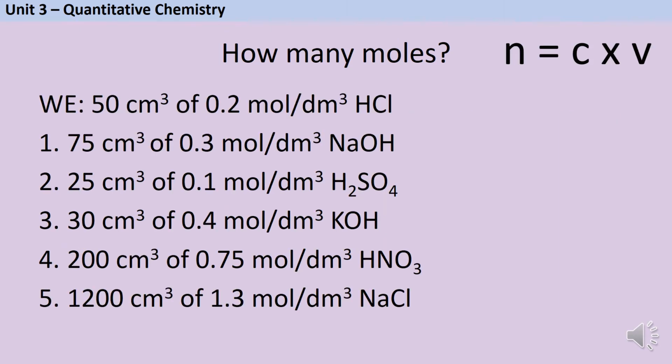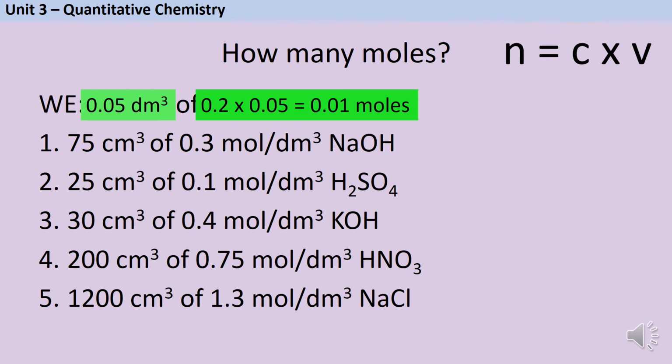Here's some quick practice for you. We've got the equation up there in the top right. Don't ask me why moles is N rather than M, it just is. So moles is concentration multiplied by volume, but remembering that the volume needs to be in decimetres cubed first. So my 50 centimetres cubed becomes 0.05 decimetres cubed, and then I can do 0.2 multiplied by 0.05, which gives me 0.01 moles. Pause the video now and calculate how many moles there are in each of these 5 solutions.